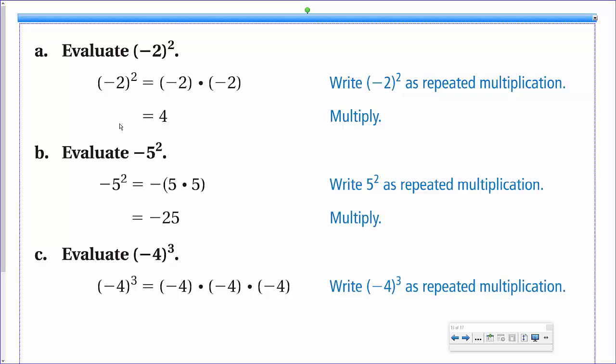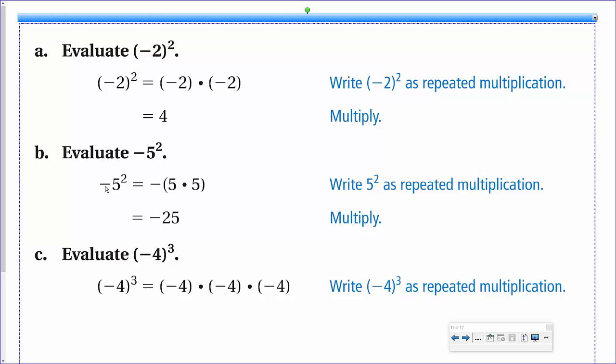You'll notice that, look at the difference here, this is really important. This has a parenthesis around it, therefore the negative 2 in general has been multiplied twice. This one here, the 2 is just touching the 5, not the negative sign. Therefore, it's just the 5 that's being multiplied, and the negative's on the outside. So 5 times 5 is 25.